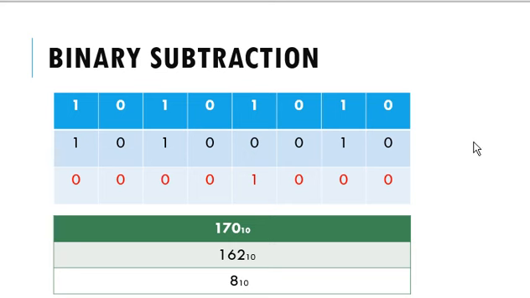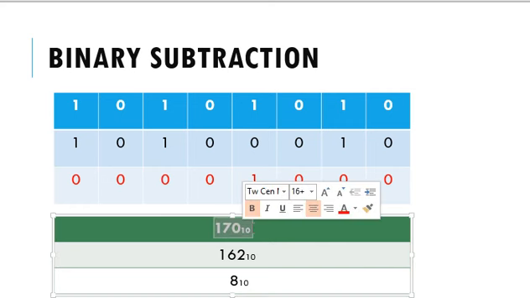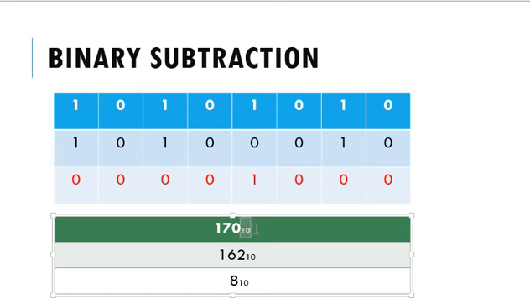I'll start with the very first example. This is 170 minus 162. The answer is 8. This is the conversion to decimal. By the way, why are we using base 10 here? Take note that the use of base 10 in converting binary to decimal is constant, or radix 10. And also take note that decimal is represented by 10 symbols, which are numbers 0 to 9. Again, radix 10 here is constant when we convert binary to decimal.